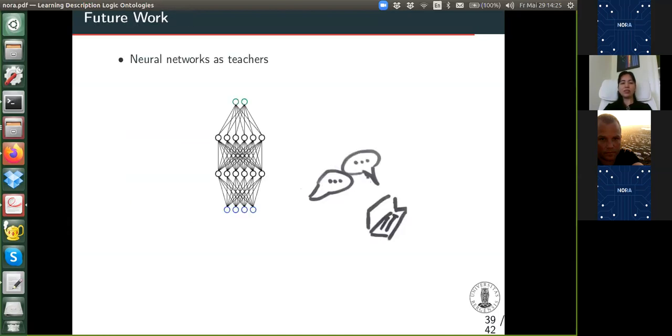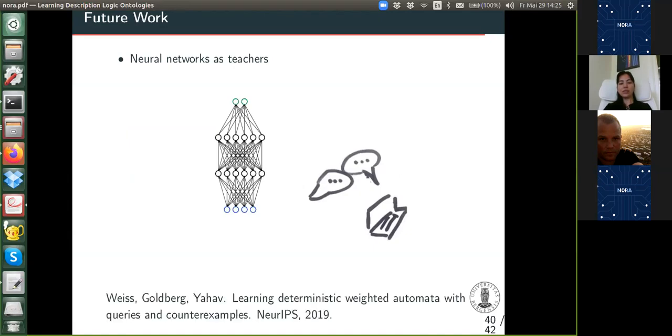And what I would find interesting as future work would be to consider neural networks as the teacher. So there have been some works. This is one recent work where the neural network is a teacher, and you have an exact learning algorithm. So one that has this teacher assumes that you have this oracle. But so far, this has only been investigated for learning automata, not in the context of when you have an ontology and you want to learn it.